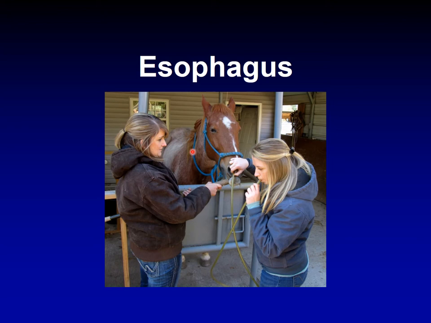When we do that, we find a resistance at the level of the 11th intercostal space. This indicates that the tube reached the lower esophageal sphincter or the cardiac sphincter. Therefore, we have to twist the tube after generating a reflux in the horse so the horse can swallow. That's why we blow some air, so the horse starts to swallow, and then the cardiac sphincter can open.